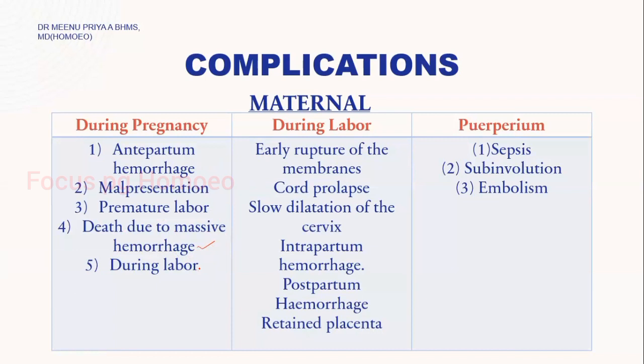And during labor, what are the complications? It is early rupture of membranes and cord prolapse, slow dilatation of cervix, intrapartum hemorrhage, postpartum hemorrhage, and retained placenta. So these are the complications in the mother during labor. And puerperium, what are the complications? Sepsis, subinvolution, and embolism.